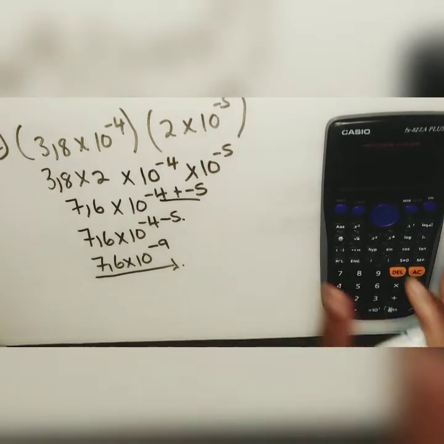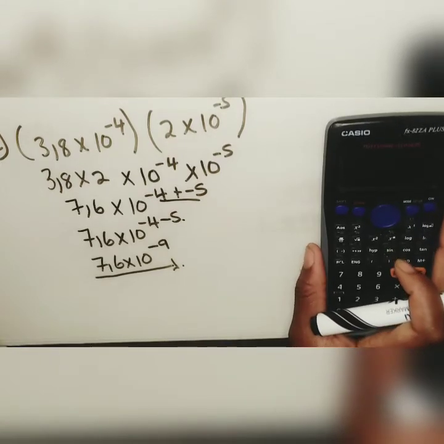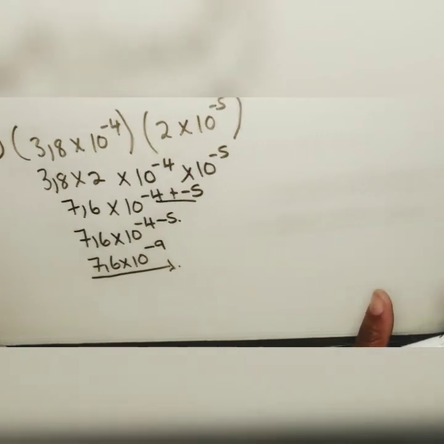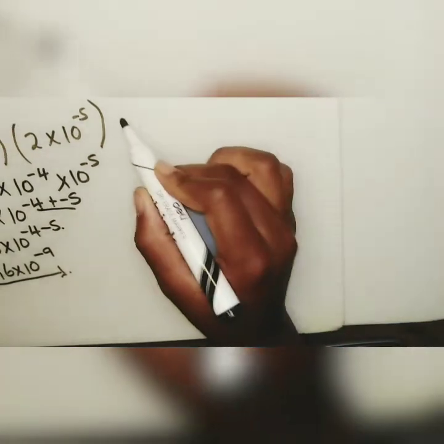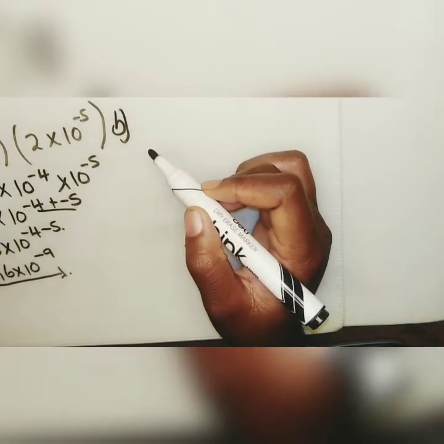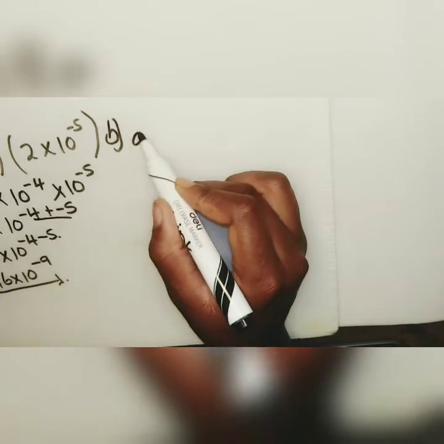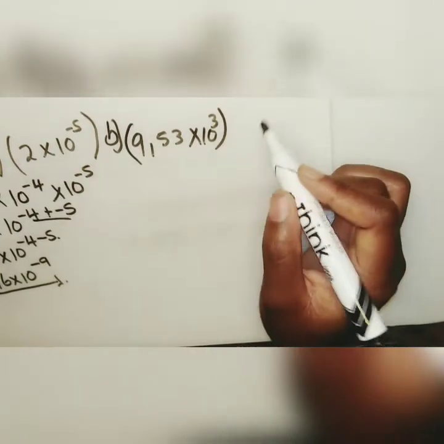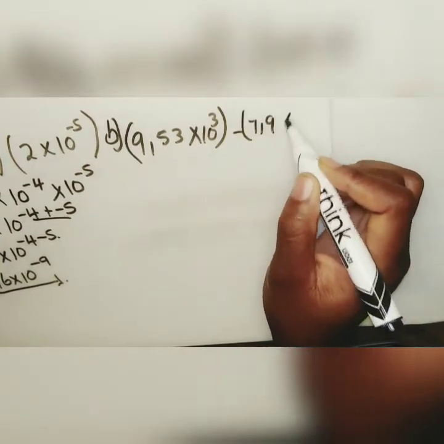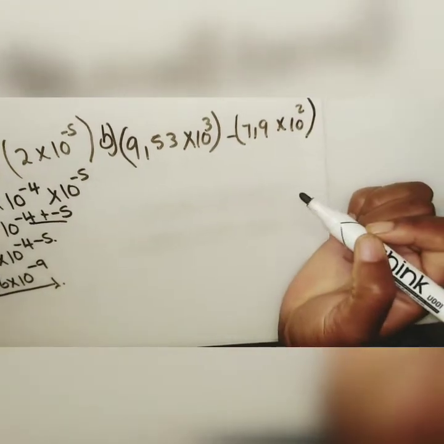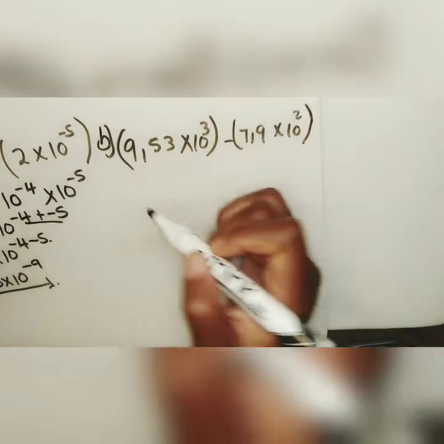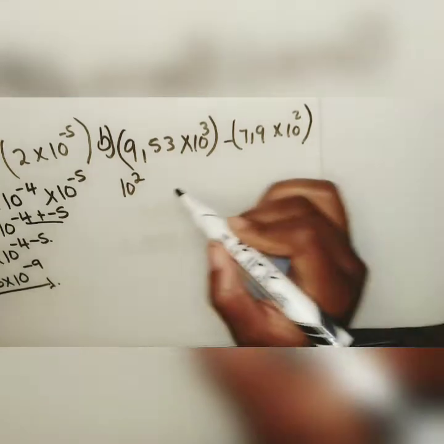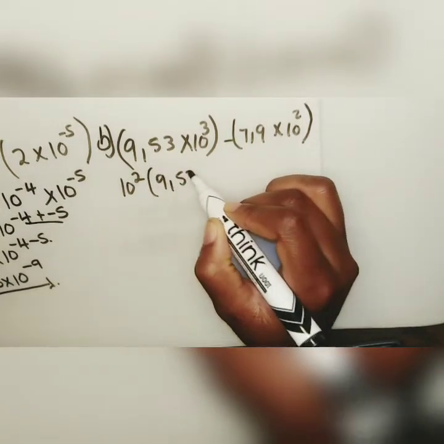Most of you guys made a mistake there, and that led to you losing marks on this particular question. Okay, that's number 7A. Moving on to number 7B, which says we have 9,53 times 10 to the power 3 minus 7,9 times 10 to the power 2. On these ones, I prefer to factor out. In this case, we're just going to factor out a 10 to the power 2 because that's the smallest power. So we remain with 9,53 times 10.